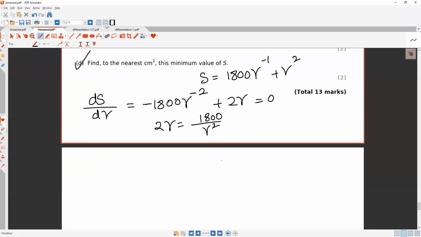Bring it on the other side. It becomes r cube is equal to 1800 divided by 2. That is 900, and cube root of the answer. So cube root of 900 is 9.65. Everybody got r is equal to 9.65 centimeter or meter, whatever, guys? Yes.